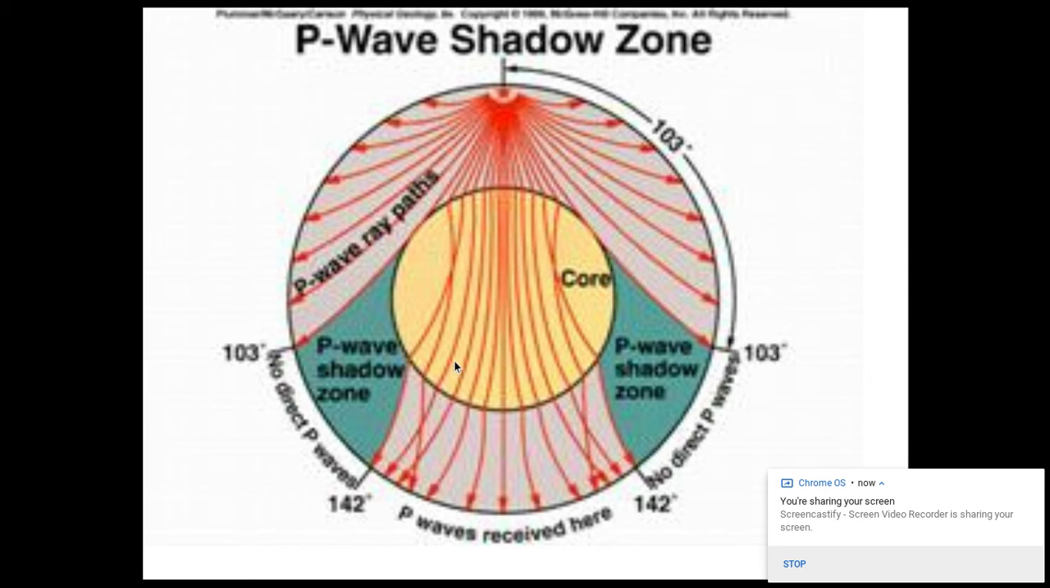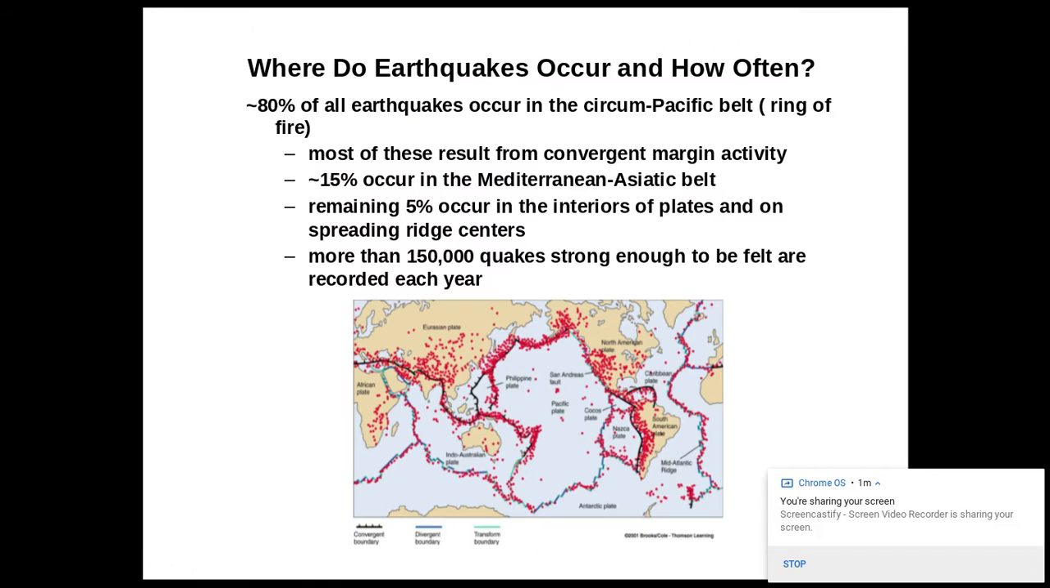But now, because of this deflection here and here, we get what we call shadow zones, where no waves will arrive. And that's because of the difference in density between the core and the mantle. So, we get a shadow zone here, a shadow zone here. Only P waves can arrive here, and you would have P and S on this side and this side.